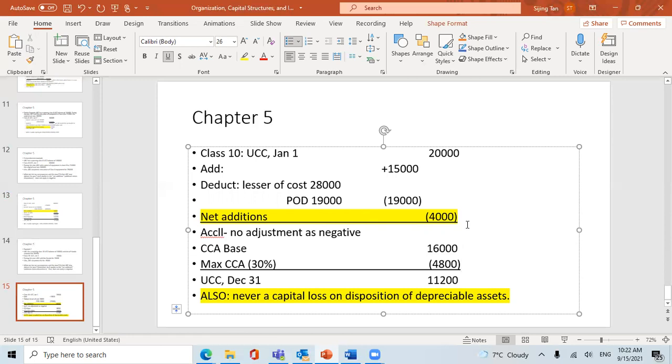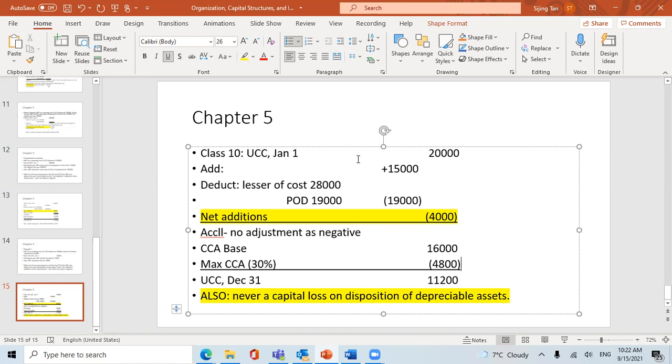So that's basically it for our Chapter 5. Pay attention to your CCA calculation if you are still a little bit confused, because people always get confused by the CCA calculation. It's more complicated. Then go back to your textbook. There are quite a few exercises in the book. They're very good exercises, so you can practice by yourself, and then you can get more familiar with the rules.